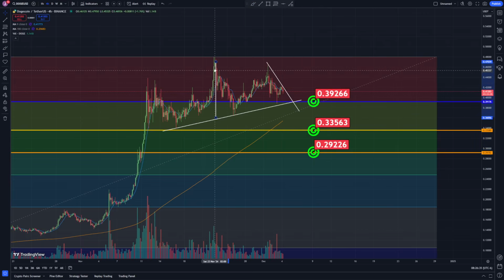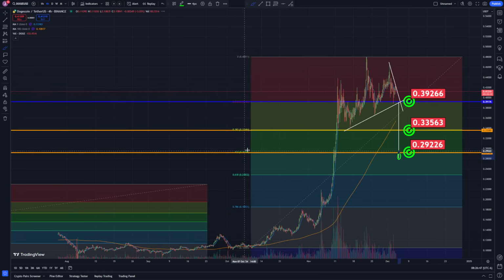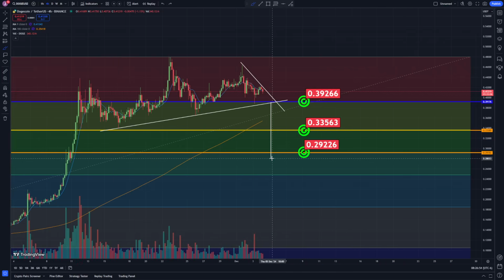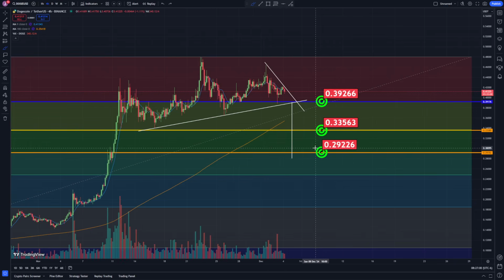Let's see, maybe I was using the bodies on that. Okay, so we drag from the top to the bottom of the head and shoulders, or the head to the neckline. We drag this to the breakout, maybe something like this. This target kind of lines up with that 50% level sitting at 0.29226. So this could potentially be a target. It actually goes all the way down to around 0.280 approximately. So let's see what happens.